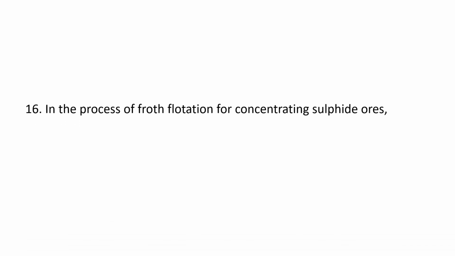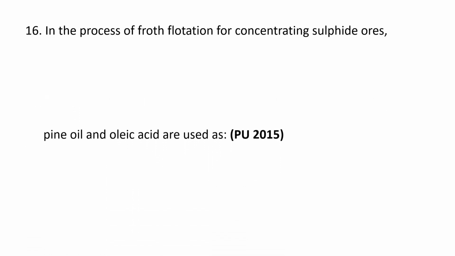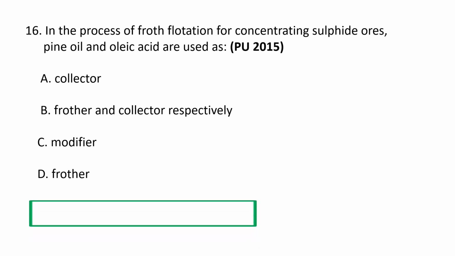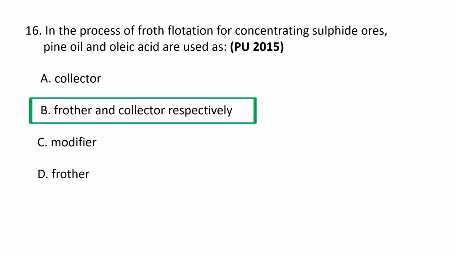Next question. In the process of froth flotation for concentrating sulfide ores, pine oil and oleic acid are used as A. Collector, B. Frother and collector respectively, C. Modifier, D. Frother. The correct option is B. Frother and collector respectively. In froth flotation for concentrating sulfide ores, pine oil acts as a frother while oleic acid acts as a collector.